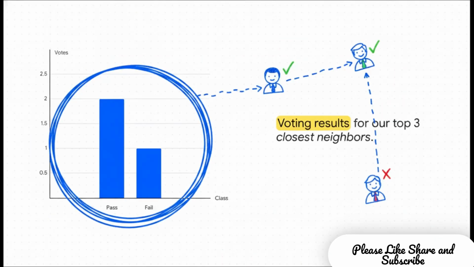Since we established up front that k equals 3, we essentially draw a circle around just the top 3 students from our sorted list, students C, D, and B. Now it's time for the classification vote.